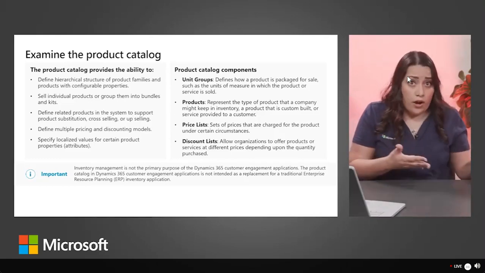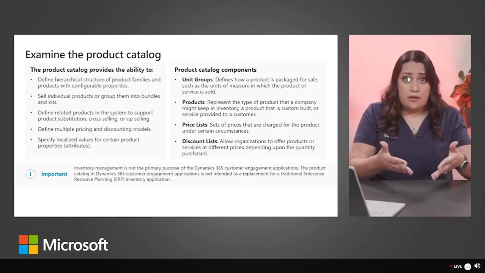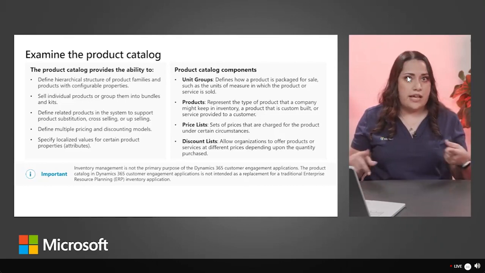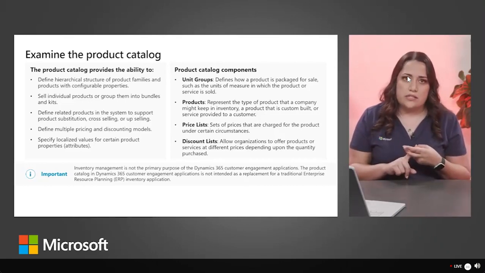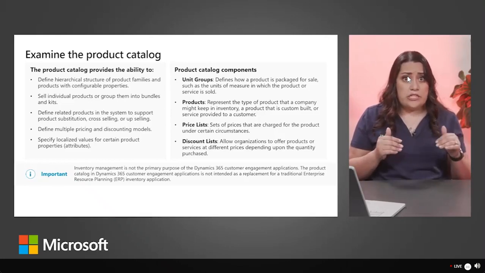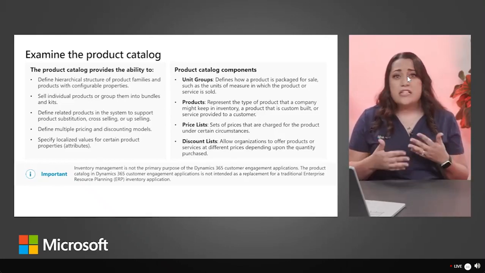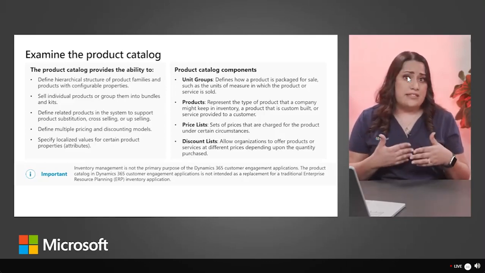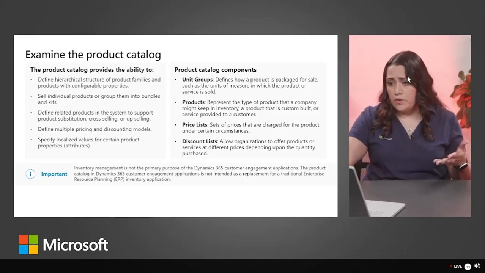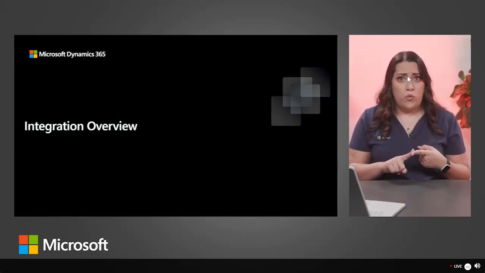And then, if you are going to offer discounts, you have a discount list that tells your sales team about any available discounts like bulk discounts or wholesale discounts. And the product catalog is going to be used across all of the Dynamics 365 apps. We're going to explore this in a little more detail when we get into some of our later modules. But we have one last lesson of Module 1.